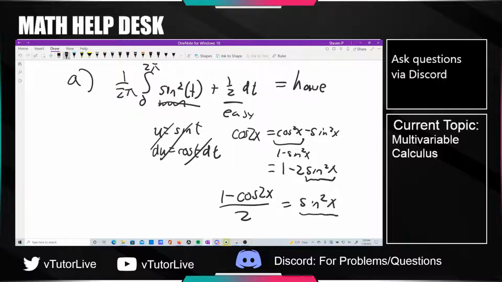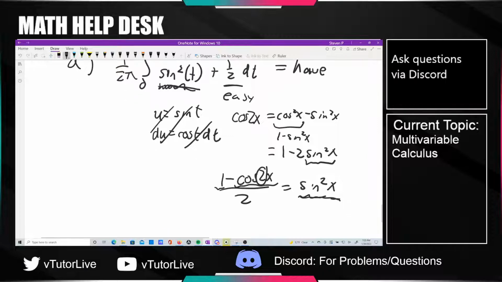And whereas sine squared is hard to integrate directly, everything here is actually reasonably easy, right? Cosine 2x is integrated basically the same as cosine of x. You just have to apply the chain rule to the 2. So basically do the substitution for sine squared, and voila, the integral becomes perfectly reasonable from there on out. Okay?